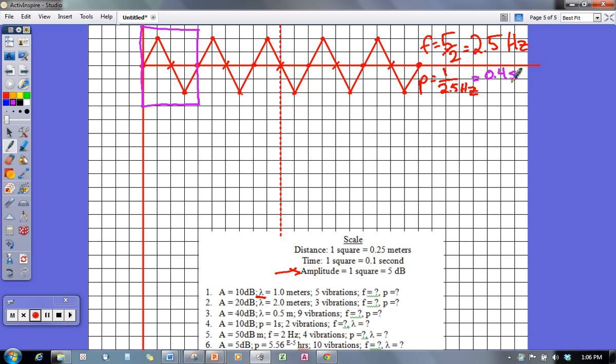1 divided by 2.5. You get 0.4. Okay, so that's your check. That's to make sure that you did the frequency right. So if you look at your graph and you get 0.4 in this case, and you put 1 divided by whatever you got for your frequency, and they equal the same number, that means you did both of them right. That's your check.